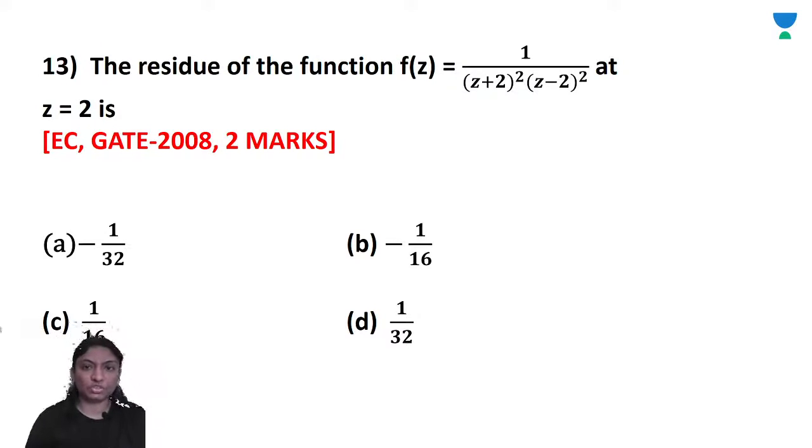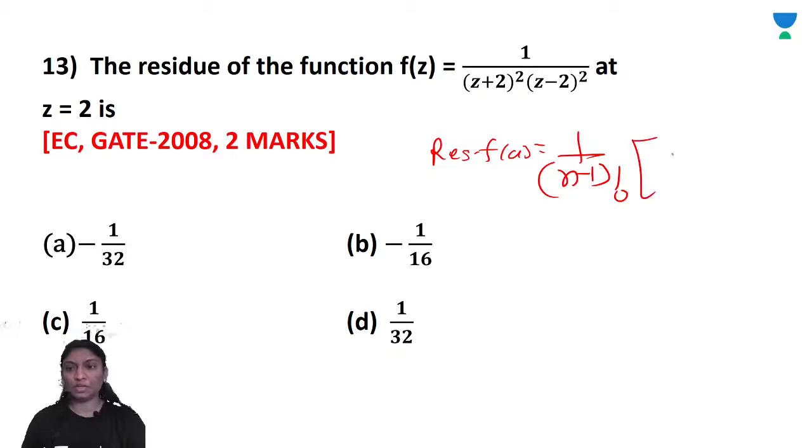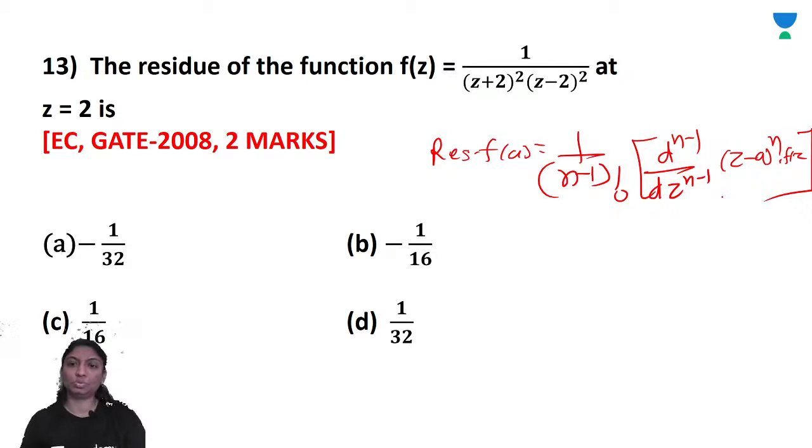Now, the residue of the function f of z at z is equal to 2 is. So, at z is equal to 2, we will calculate the residue. This is a pole of order 2. So, we will use the formula: residue of f at a is equal to 1 upon (n minus 1) factorial into d raised to n minus 1 upon dz raised to n minus 1 of (z minus a) bracket raised to n into f of z, at z is equal to 2 we have to find out. Otherwise we will take it in the next slide.